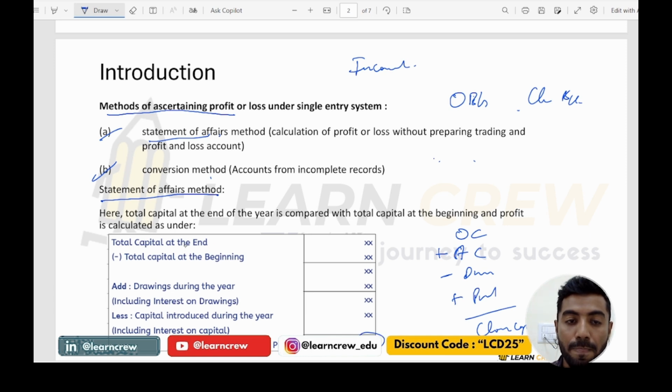Start from the closing capital. So closing capital minus opening capital; what is plus will become minus, minus will become plus. The balance will be profit. This is one of them. So basically in this method, you prepare the opening balance sheet and the closing balance sheet, and with this we'll be finding the profit.